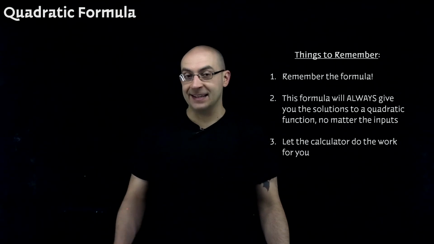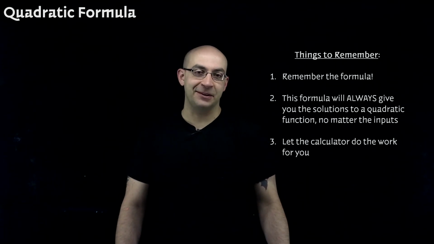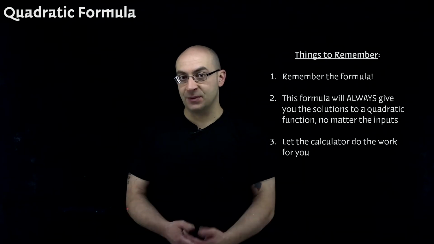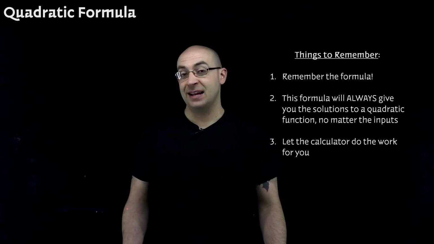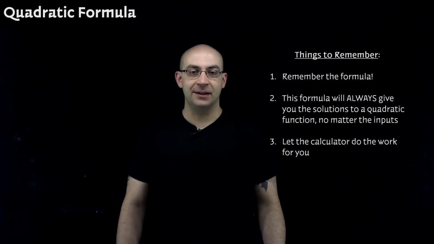I realize that i is not a thing on most calculators, if not all of them. So you're going to have to recognize when the discriminant, the thing under the radical, is going to give you a negative. And if that happens, just back up and do it again without the radical sign.